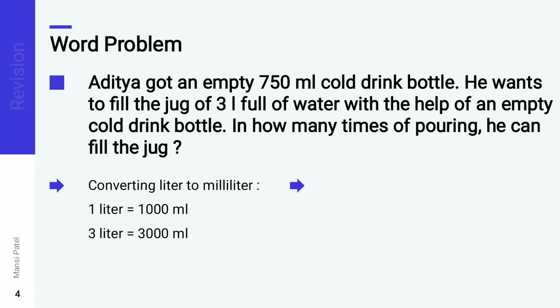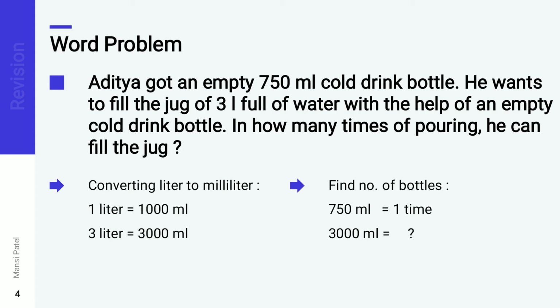Now we have to find out the number of bottles, how many times she pours that bottle. At one time he is just taking 750 milliliter. Then total how many milliliters are there? 3000 milliliters are there. To pour this 3000 milliliter, how many times does she have to take the 750 milliliter of water? So the number which is written in the cross, do the multiplication.